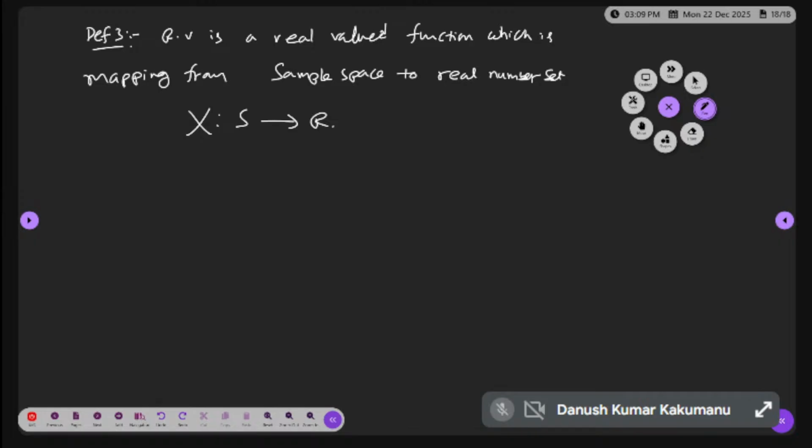Capital X is the random variable. What is this? S is the sample space. R is the real number set. Real number set. Sample space and real number set. Okay.